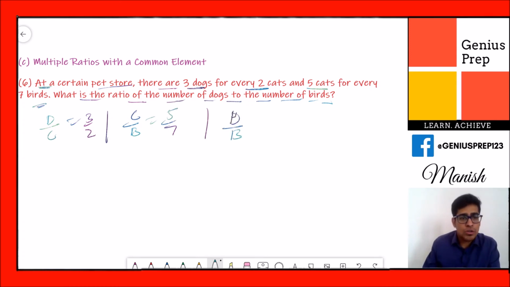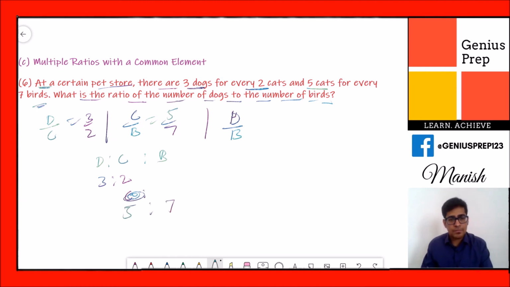We need to find the ratio between dogs and birds. How can we do it? Let's write it in another form. I will tell you two different ways to solve this kind of question, and you can choose whichever you like. D is to C is 3:2, right? And C is to B is 5:7. But we need to find the ratio between D and B.